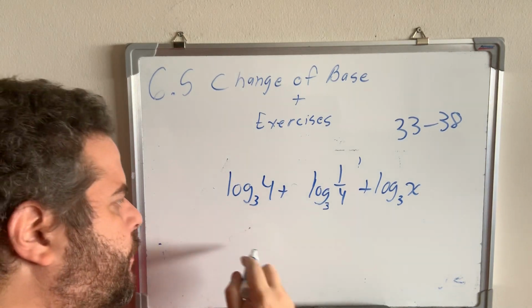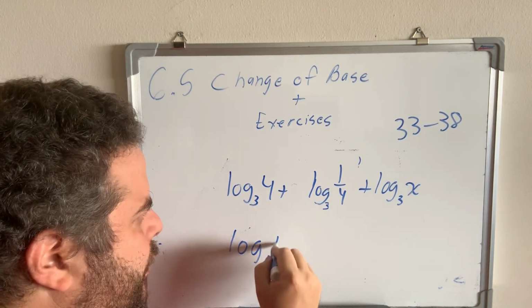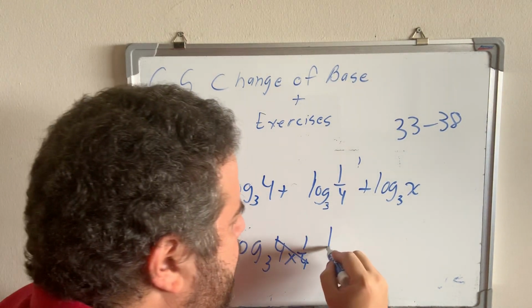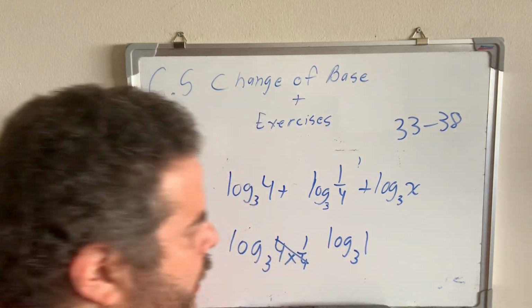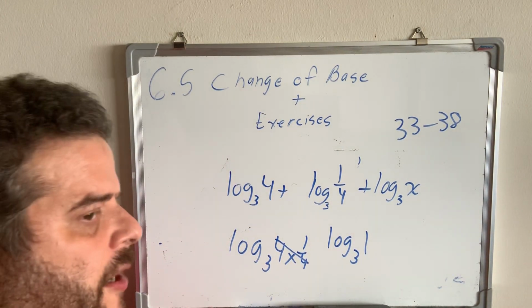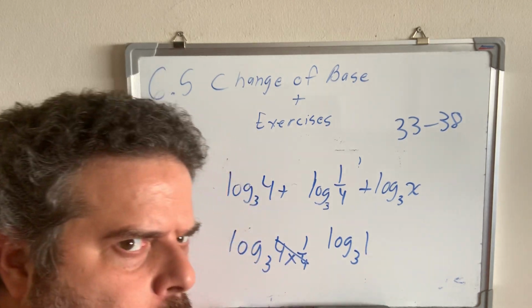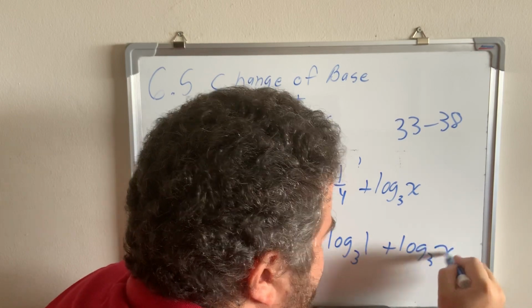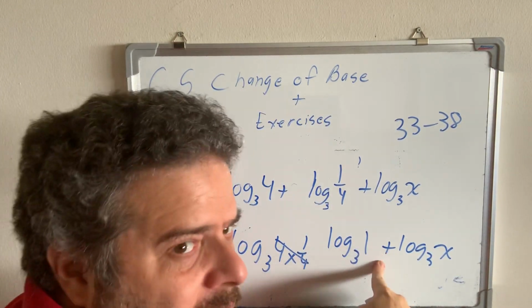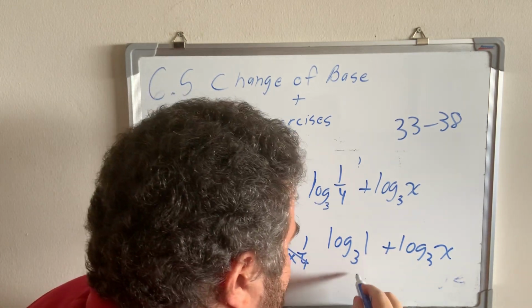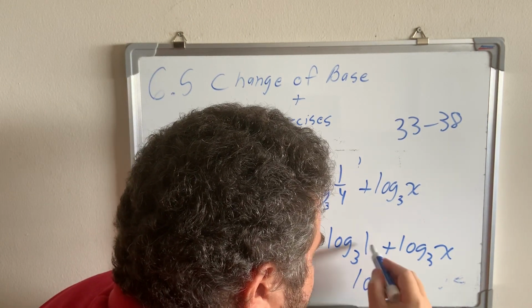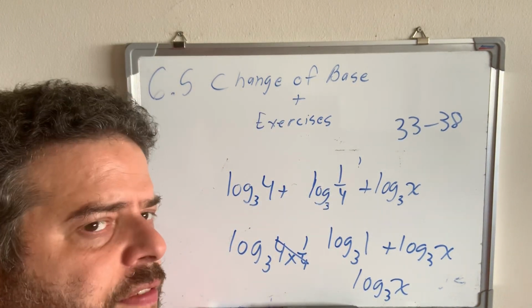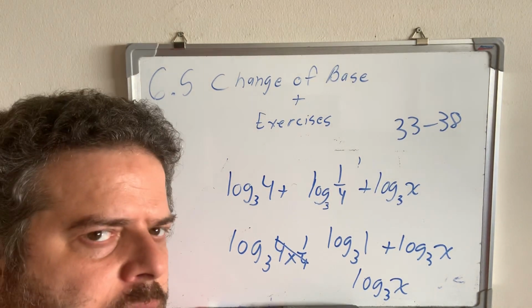Let's do these 2 first. Log base 3 of 4 times 1/4. These 2 cancel out, and you're left with log base 3 of 1 right now. Remember, it's not log base 3 blank. There's a 1 there. And if I multiply that by log base 3 of x, this is an addition, so now I multiply. And here, remember, I do not have to leave my 1, because I know there is a 1 there that's multiplying. It's just invisible. That's pretty much it for those exercises.